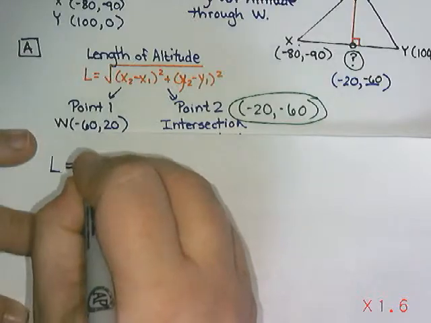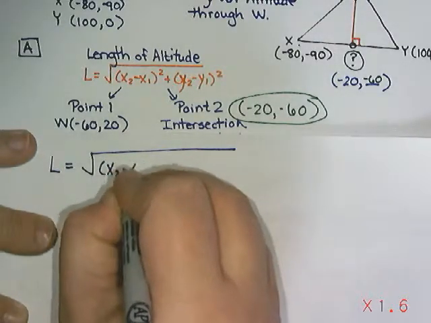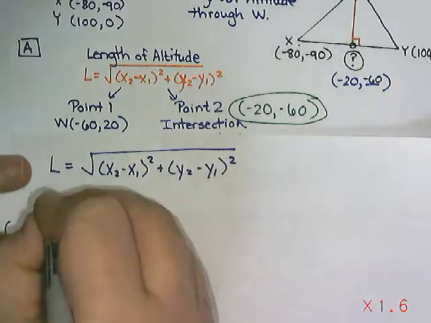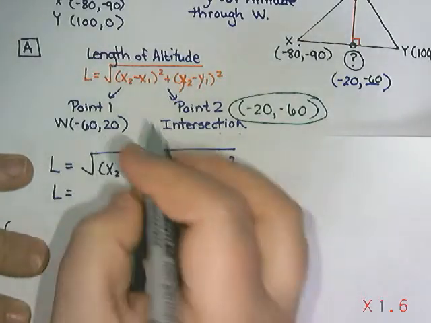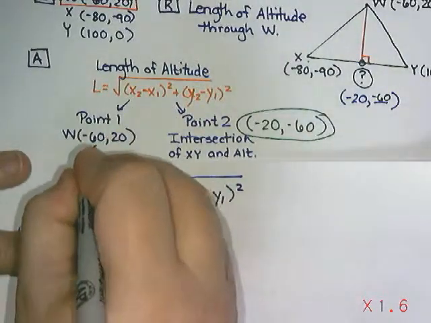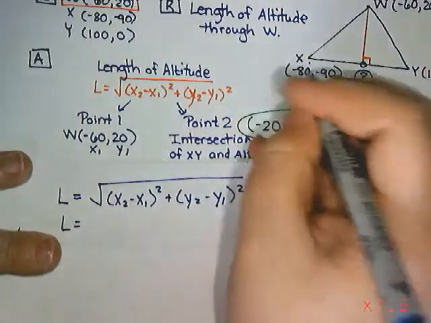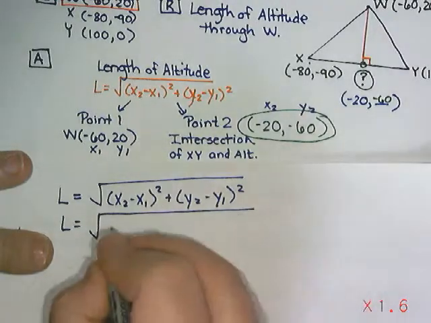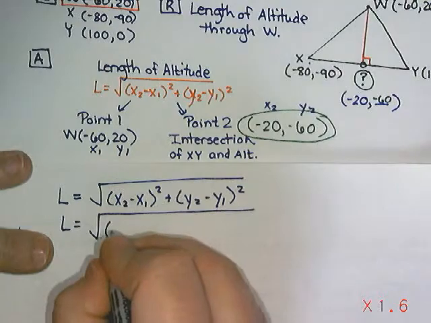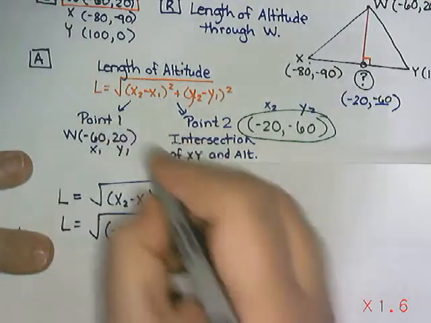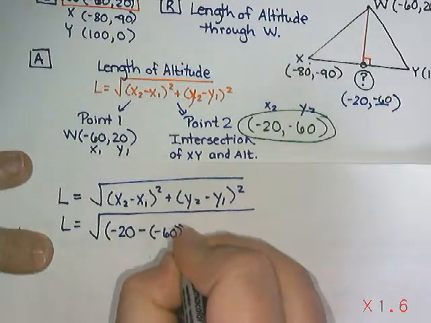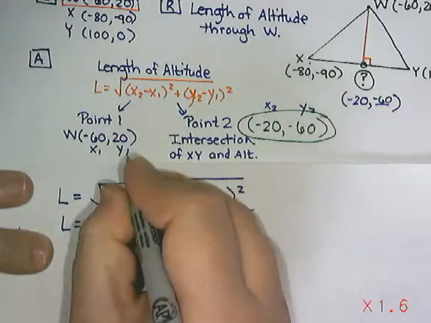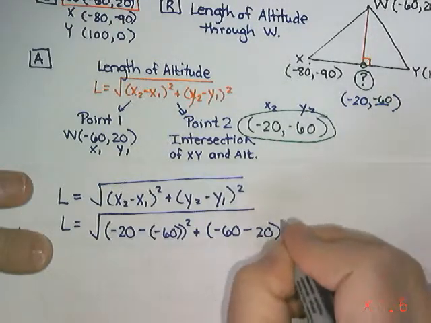I have the square root of x2 minus x1 squared plus y2 minus y1 squared. So I'm going to do that. This is point 1, so this is x1, y1. Every point has an x and a y. And this is x2, y2. So I get the square root of x2, -20, take away x1, negative 60, squared, plus y2, negative 60, take away y1, which is 20, squared.